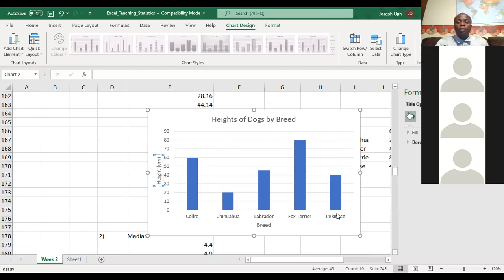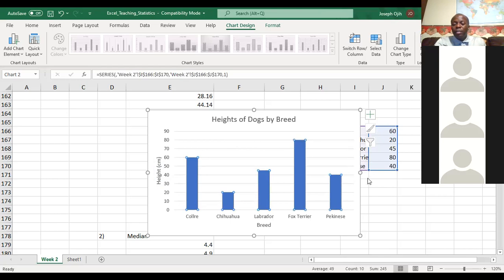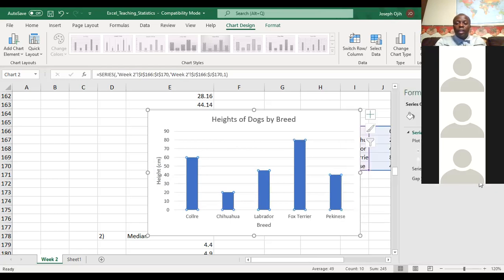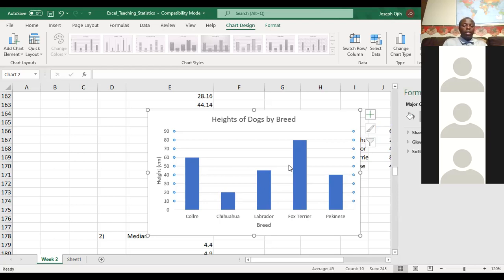Yeah, and this is your bar chart. Maybe you might want to bring them together a little bit because bar charts shouldn't be apart. All right, click this and make it format data series. And then start closing the gap. Once you get to 100, you stop. Okay. That's your bar chart right there. From there, you can see that the Fox Terrier is the tallest of all the breeds, followed by Corgi. And Chihuahua is the smallest. See, from a chart like this, you can visually see what to say about a question or a problem.